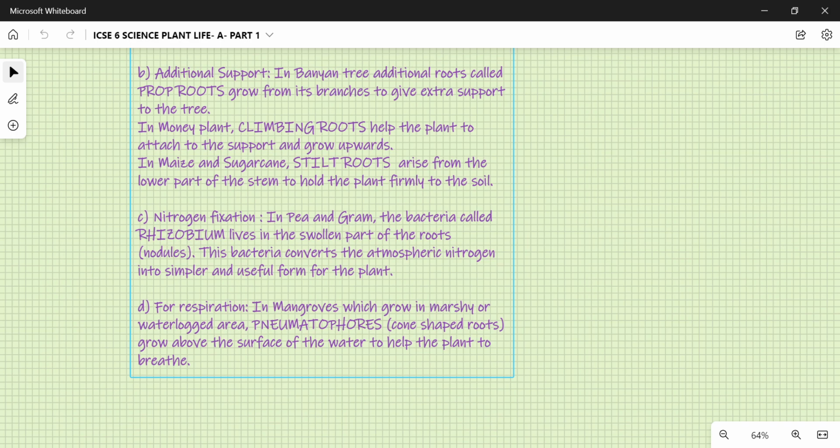The next modification is nitrogen fixation. Now, in plants like peas and gram, bacteria grow. The bacteria name is rhizobium. It grows in the swollen parts of the roots, which we call root nodules. These bacteria are important because they convert the atmospheric nitrogen into a simple and usable form for the plant. Why? Because plants cannot use atmospheric nitrogen directly. Just like carbon dioxide, they cannot do the same with nitrogen.